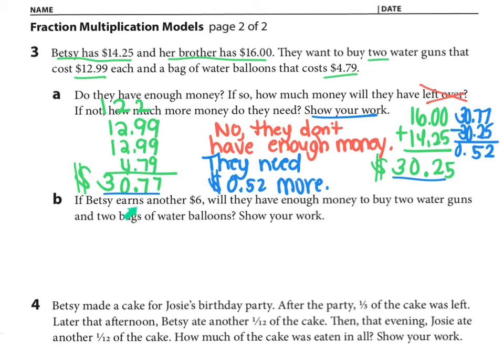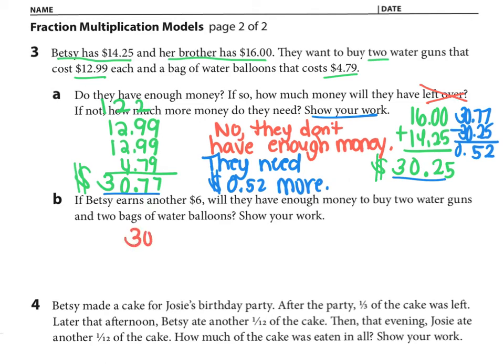If Betsy earns another $6, will they have enough money to buy 2 water guns and 2 bags of water balloons? So be careful. It's not asking us, they're not wanting to buy the same items that they bought in A. What are they wanting to add in? That's right, 1 more bag of water balloons. So really I just need to take this total and add in a bag of water balloons. So let's do that now.